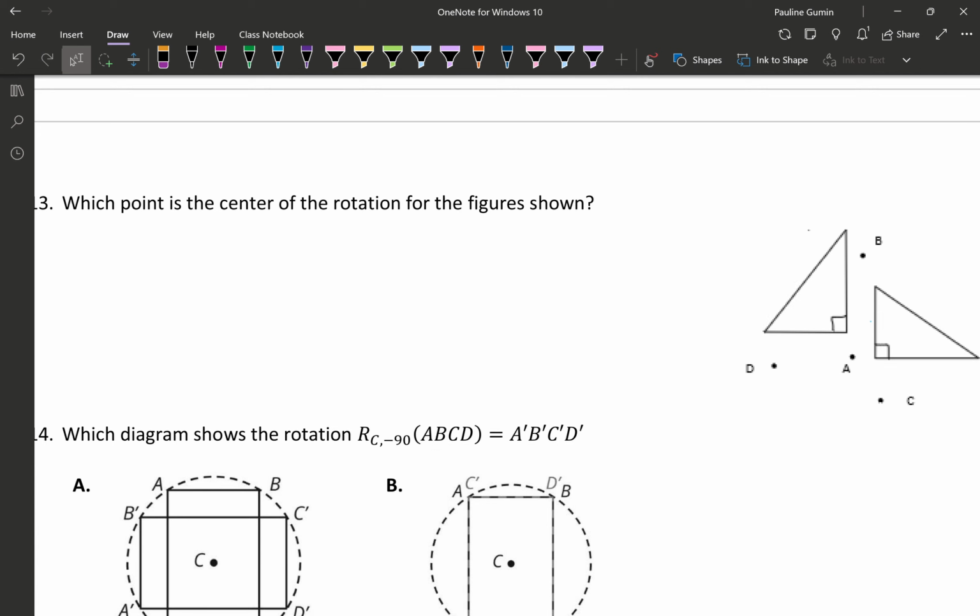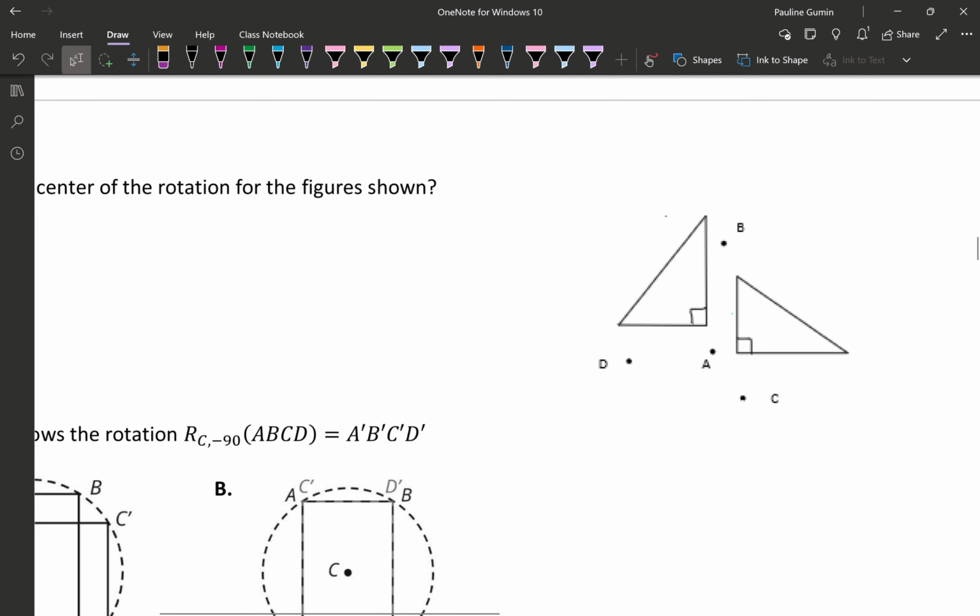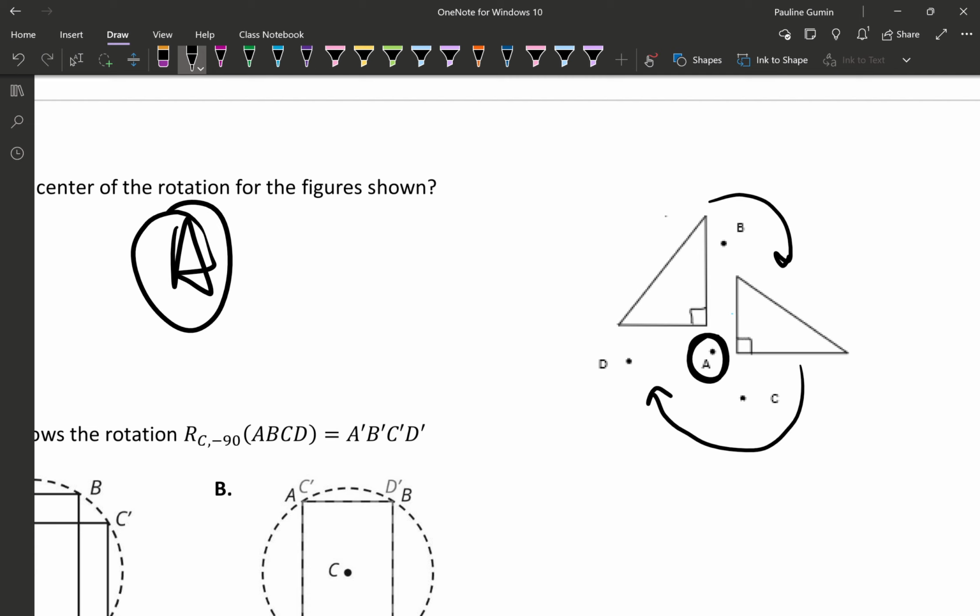Which point is the center of rotation for the figures shown? Alright, this is really a visual thing. Which of the letters do you think, A, B, C, or D, is the middle for turning these triangles around? Like this. Hopefully you thought it was letter A, because it is. That one's right in the middle.